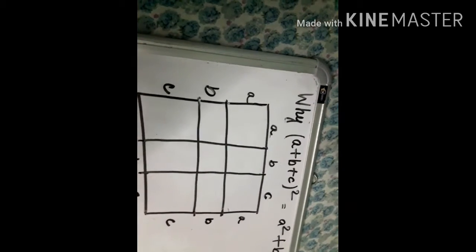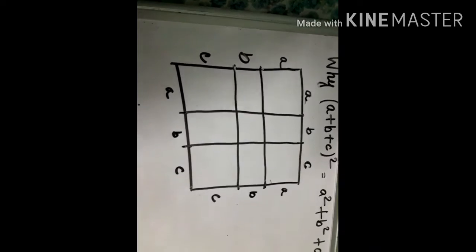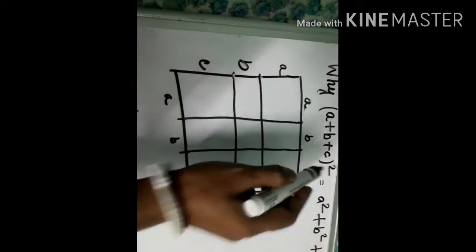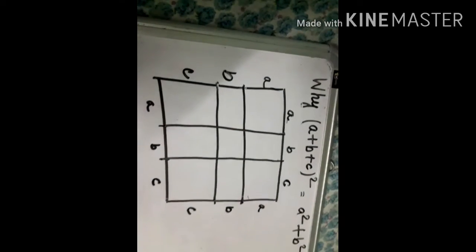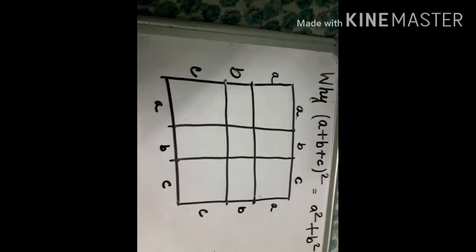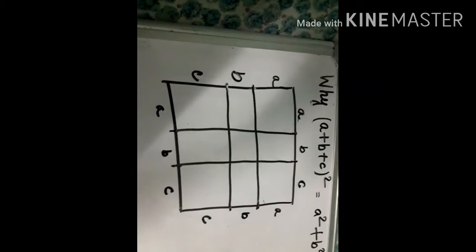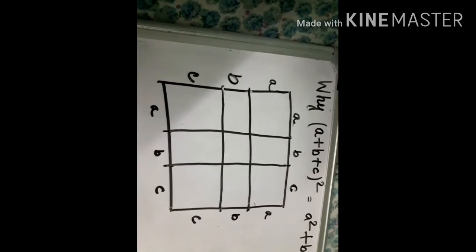Now see, this is a square. A, B, C, all sides are equal. A plus B plus C whole square means how much space is occupied in this figure. That is, we have to find the area.